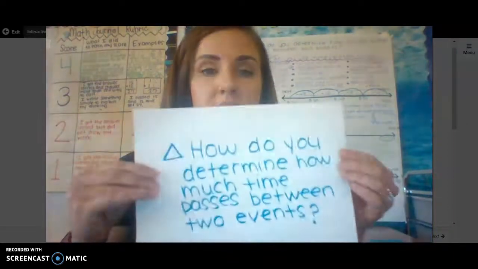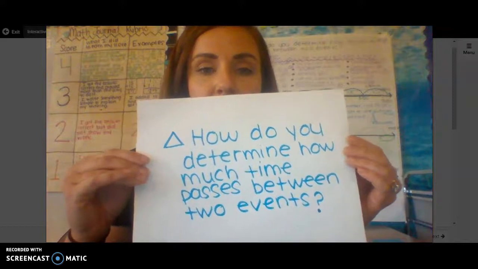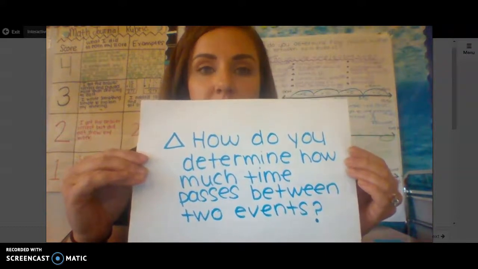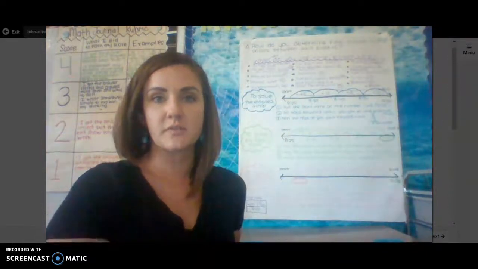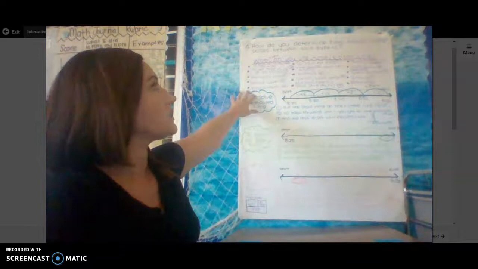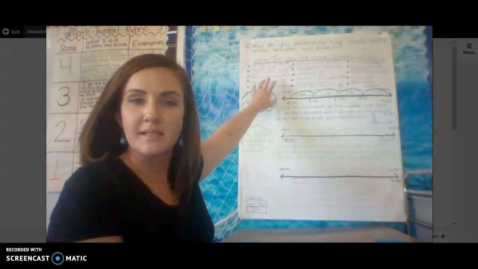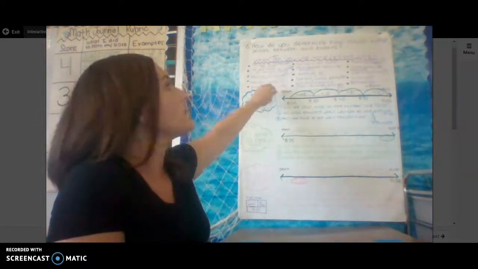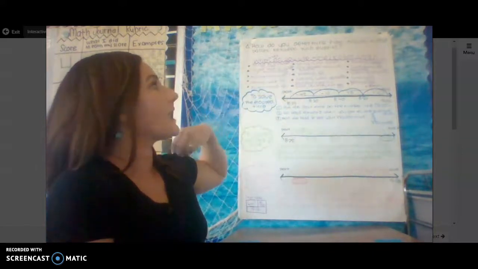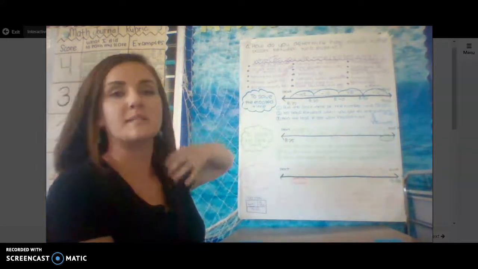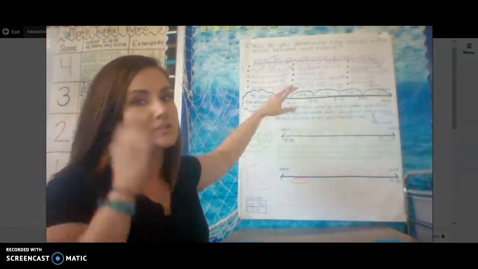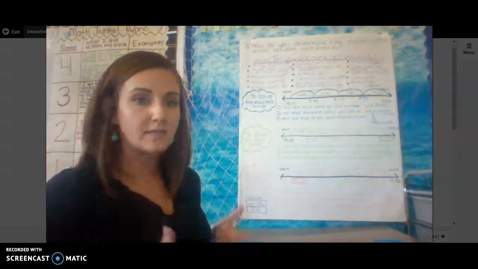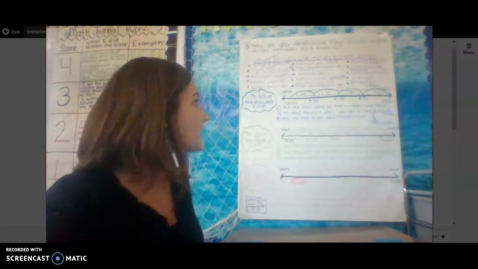Hey boys and girls, today we're going to continue our lesson on how you determine how much time passes between two events. As you see behind me, and I have uploaded this into your folder as well, you have your anchor chart. You can see it a little better when you open it up. It has when or why you use time and elapsed time. This is one that I went over with my class last year. So we had some listing of when you might use time and elapsed time.